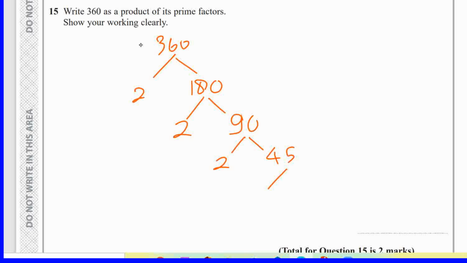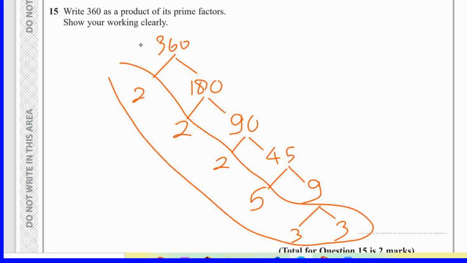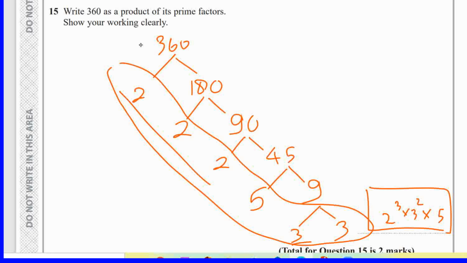45 now cannot be divided by 2, so we have to choose 5 because it ends with 5, and that gives us 9, and 9 is 3 times 3. So then we get all of these. Then we will do 2 to the power of 3 times 3 squared times 5. That will be our answer, because 2 is 3 times, 3 is 2 times, and 5 is only 1 time. This will be our answer.